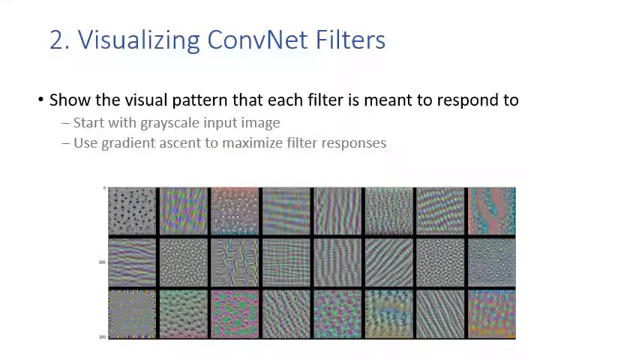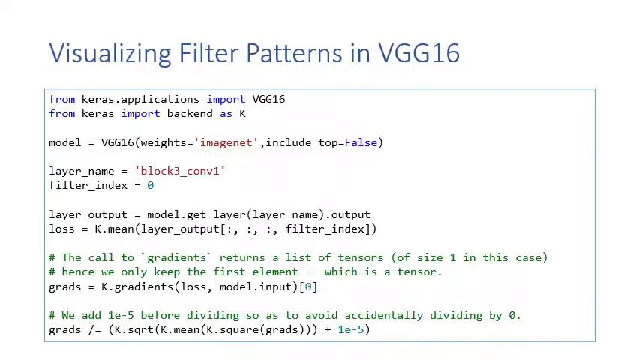The second approach is to visualize the patterns of ConvNet filters. We can show the visual pattern each filter is meant to respond to, and we should start with a grayscale input image and then use gradient ascent to maximize the filter response. Here is an example of the filter pattern. Let's visualize the filter pattern in VGG16.